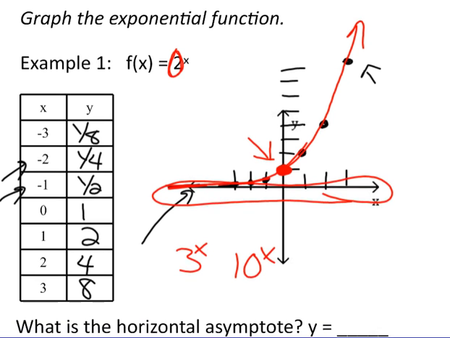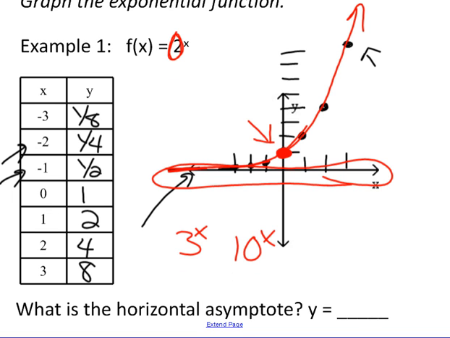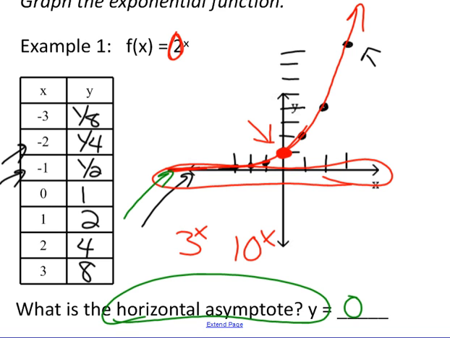Another thing that the graph of exponential functions have are what we call horizontal asymptotes. An asymptote is when you get closer and closer to a line, but you don't actually cross it. Well, I said that we get closer and closer to the x-axis. Well, the x-axis, if we were to graph that, actually has an equation to it. That is y equals 0.